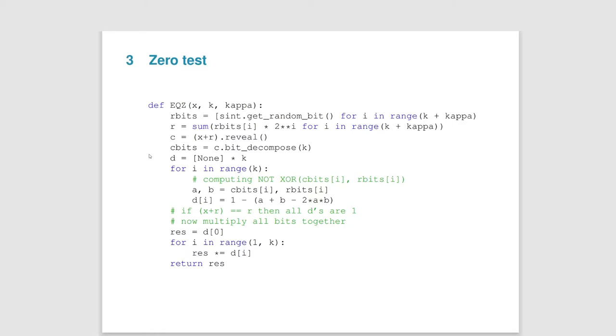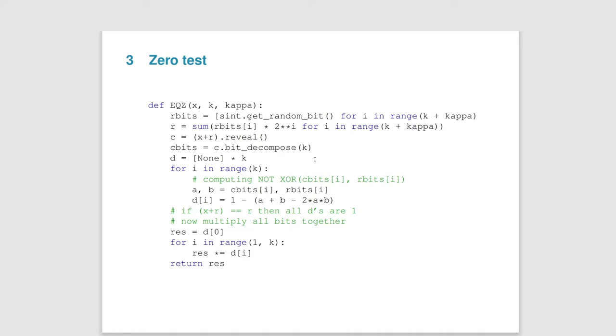Okay, so let's see how you'd write this in MAMBA. So you define the equal_zero function, which takes in X, K, and kappa, and you construct your R as before by asking for K plus kappa random bits. You then mask your X value using this big random R, and you reveal the sum of those two values and call this C. Now C, as we've seen before, is close enough to uniform so that it doesn't reveal anything about X. Now that we have access to C in the clear, we can actually ask for its bit decomposition for free.